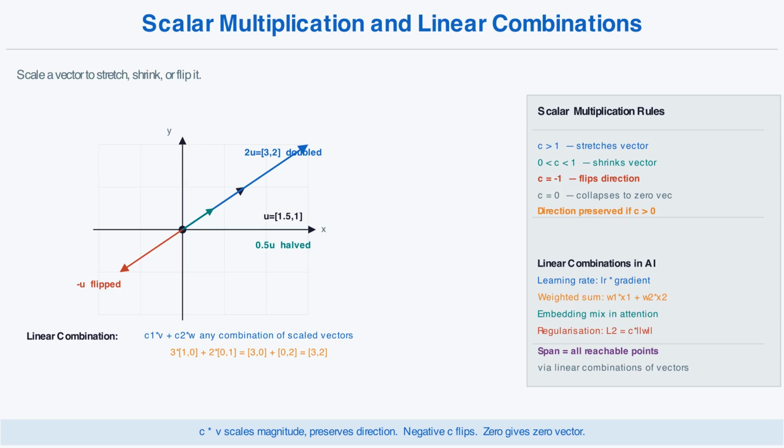The concept of a linear combination builds directly on top of this. Take two vectors, scale each by a different scalar, and add them together. The result is a linear combination. The set of all possible linear combinations of a collection of vectors is called the span of those vectors, every point you could reach by scaling and adding. In 2 dimensions, 2 non-parallel vectors span the entire plane. This idea of span is central to understanding what a neural network can and cannot represent.